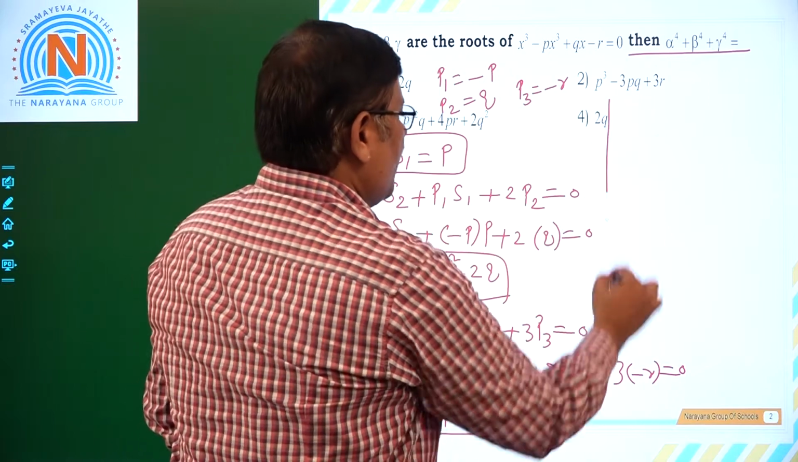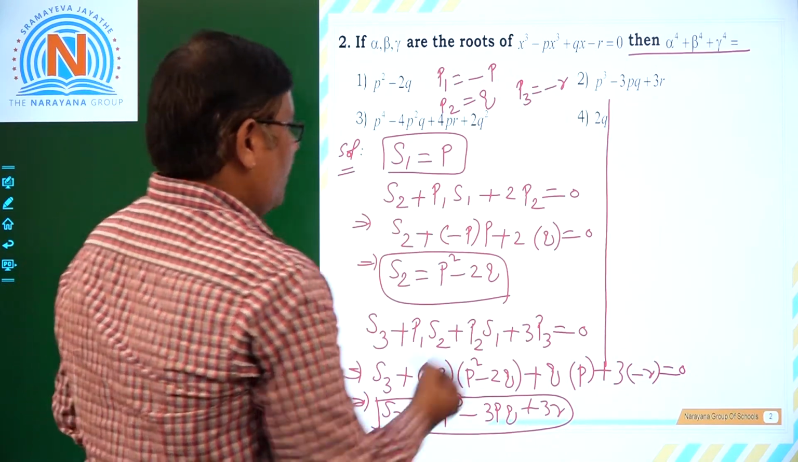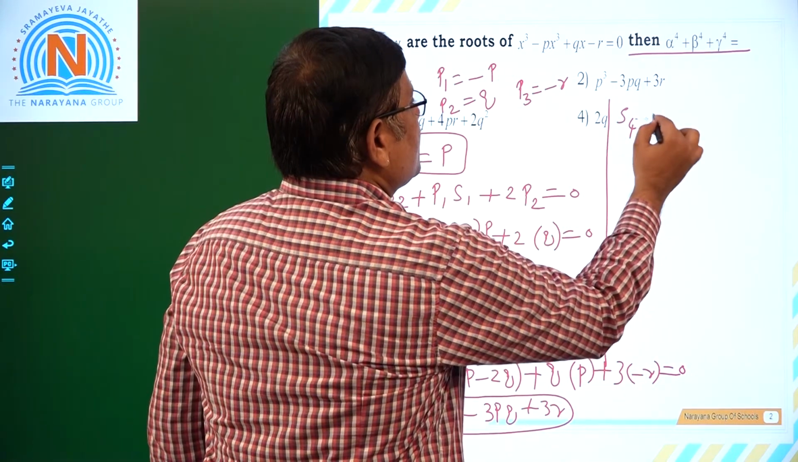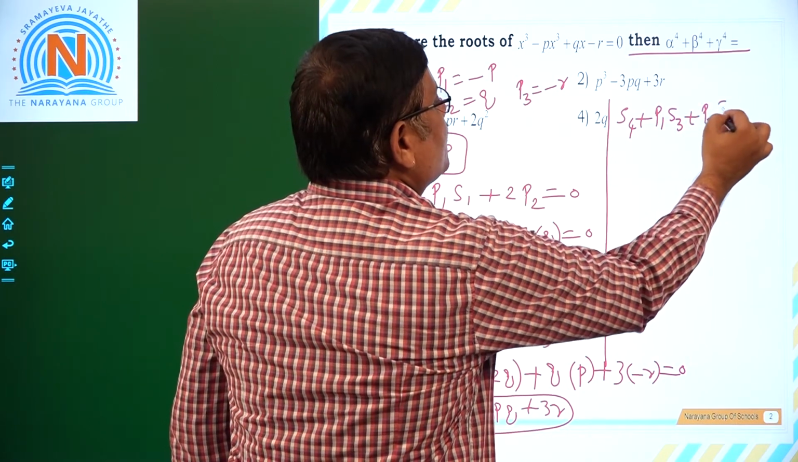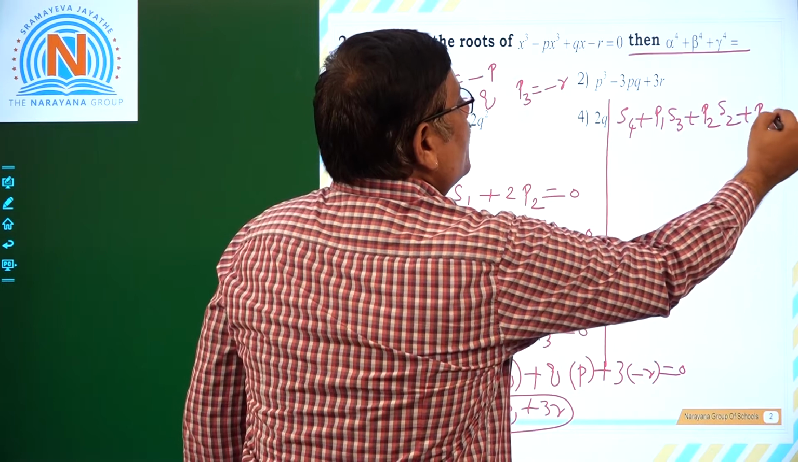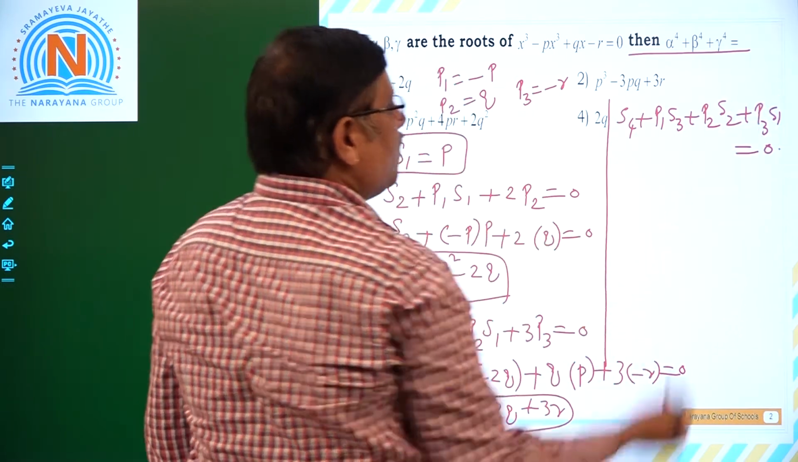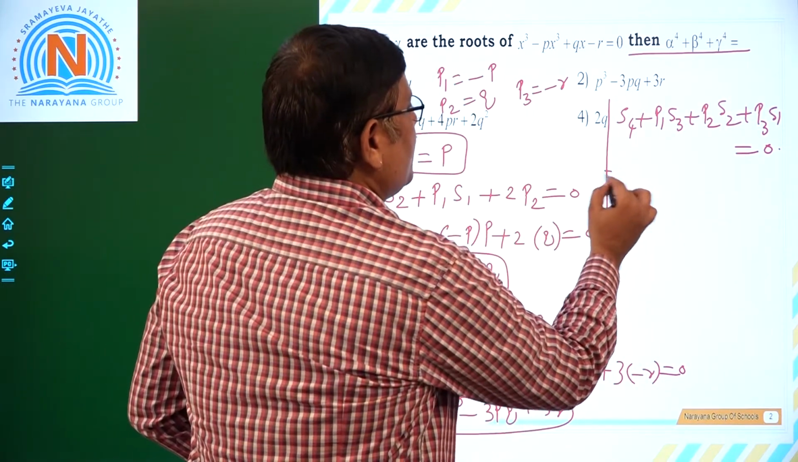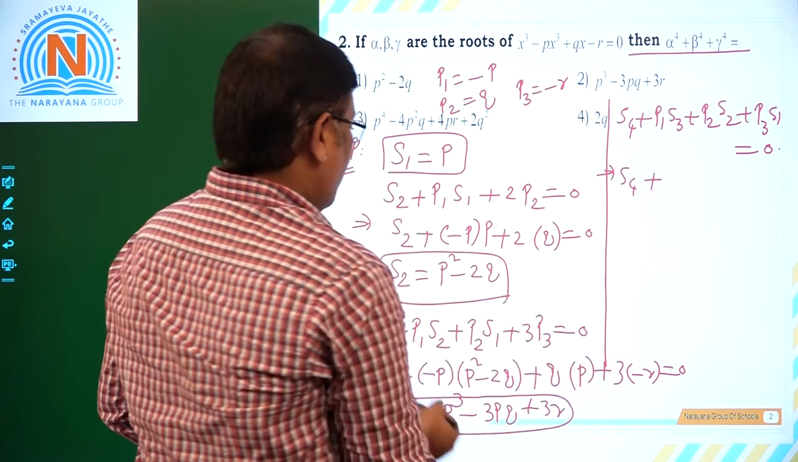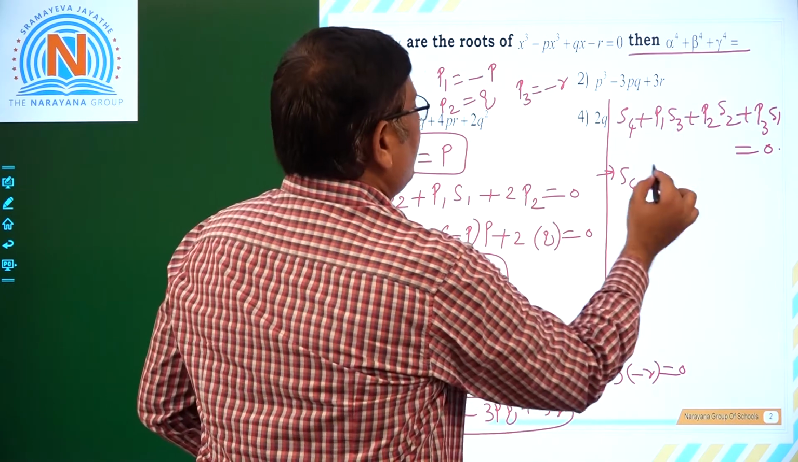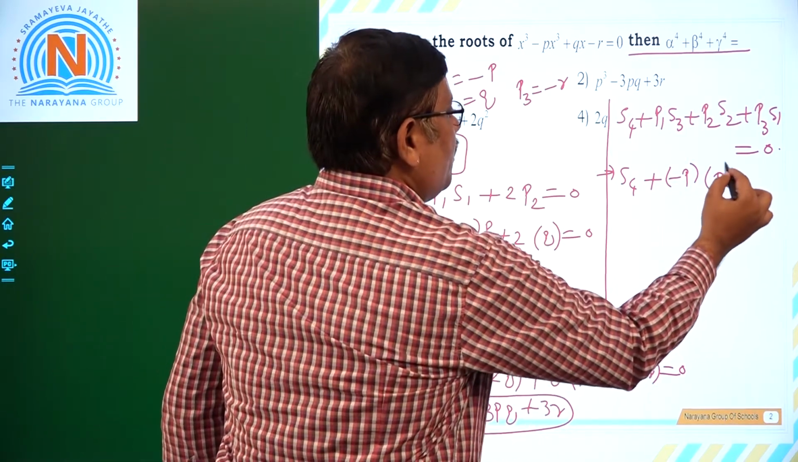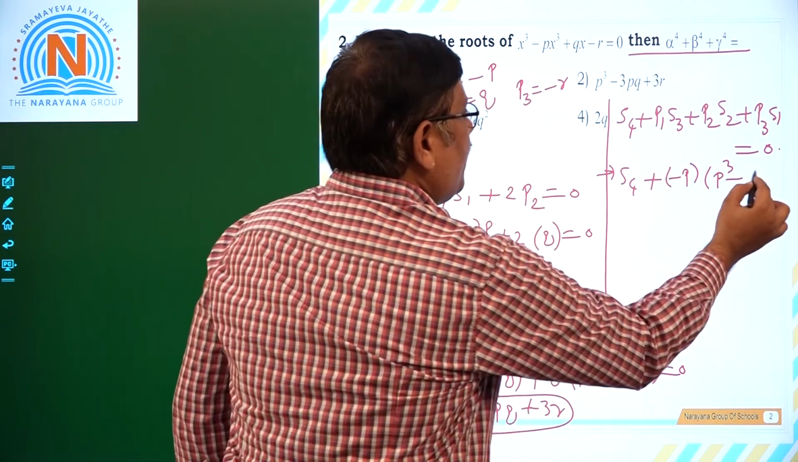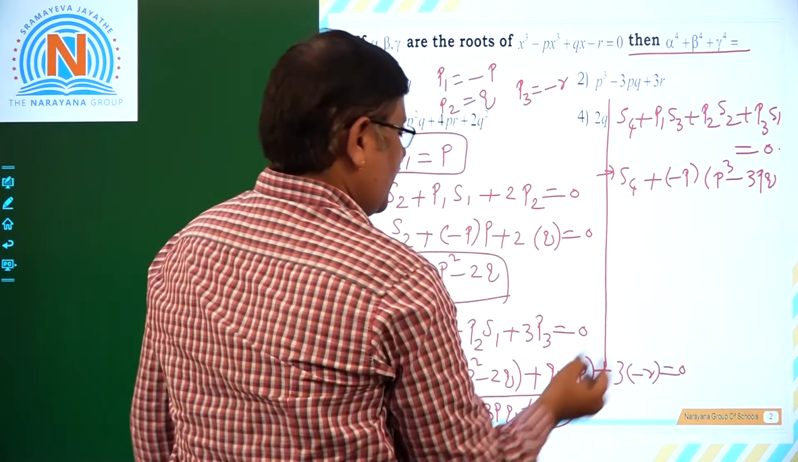Now using all these values, what do you have to find out? We have to find out S4. So S4 plus P1 into S3 plus P2 into S2 plus P3 into S1 is equal to 0. We have to simplify the values. That implies S4 plus P1, P1 stands for minus P, minus P into S3. S3 means this value, PQ minus 3PQ plus 3R.